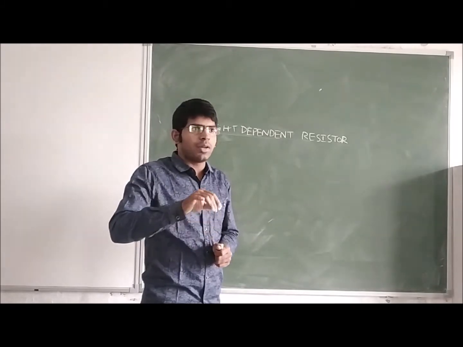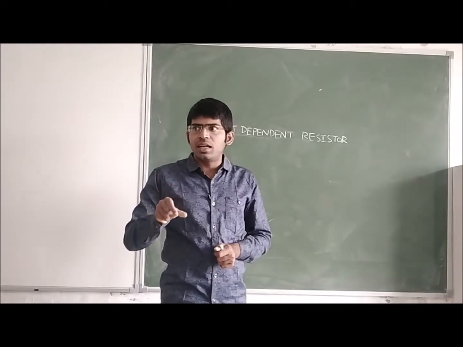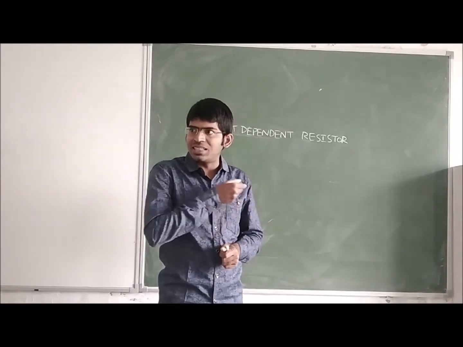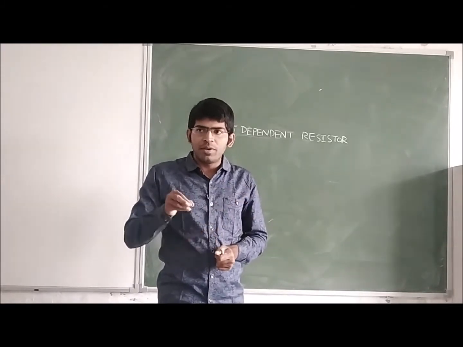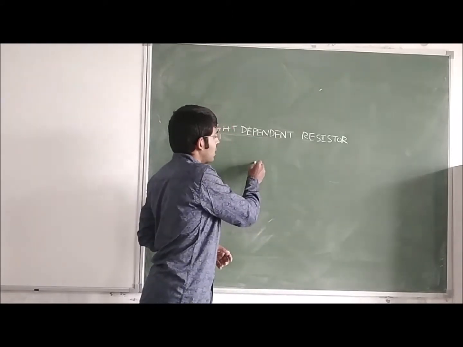Like a potentiometer, whenever we vary the shaft, we change the resistance value, but here we cannot. This is the light dependent resistor, also called an LDR. Whenever we focus the light on this resistor, there is a conductive part.